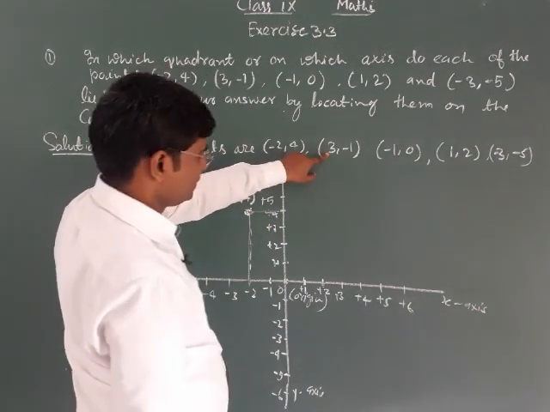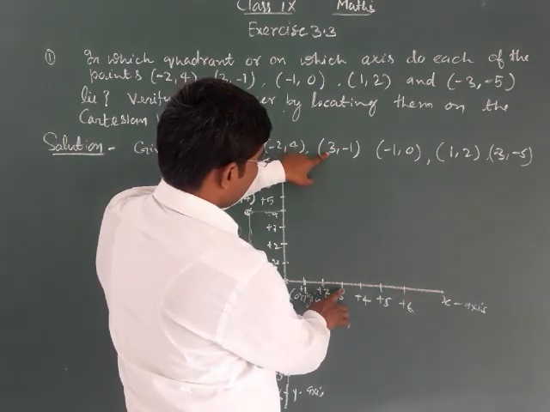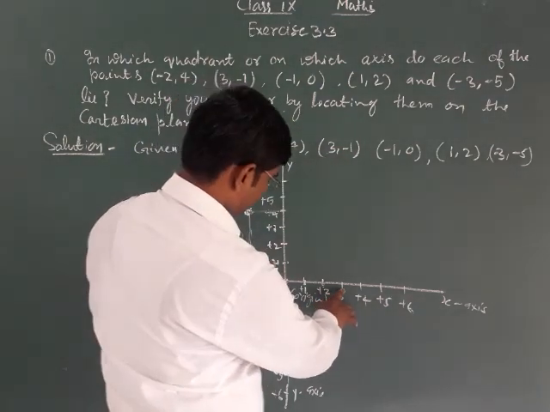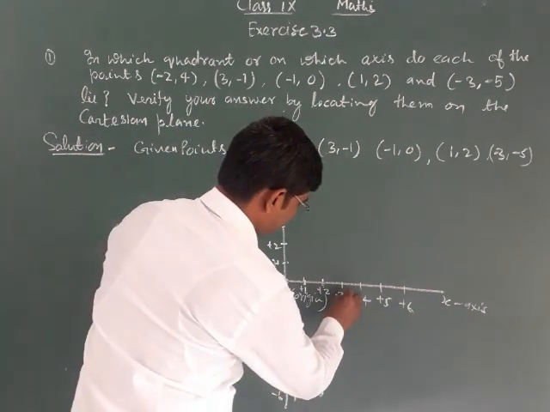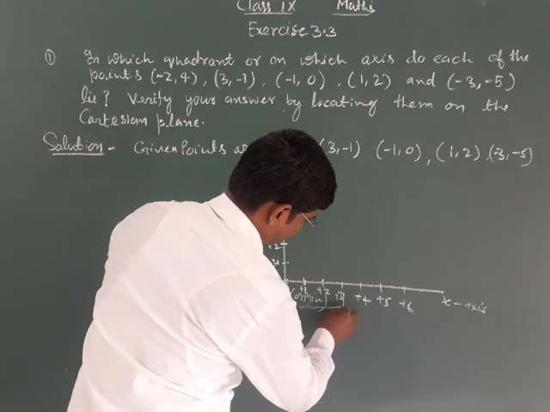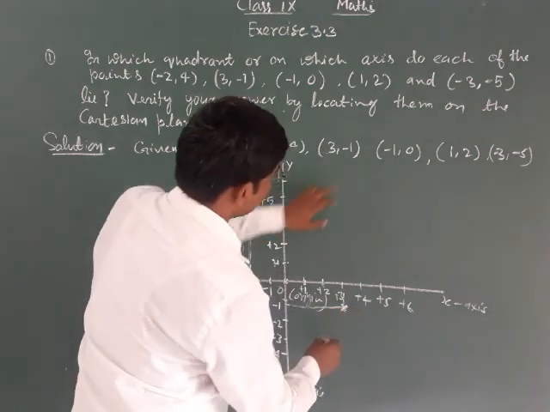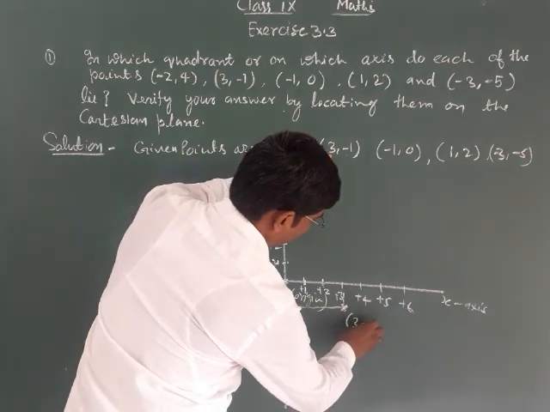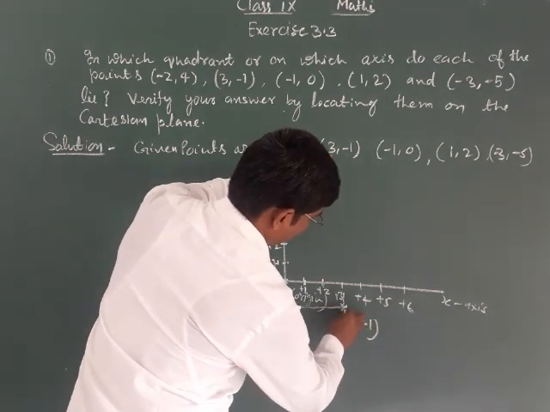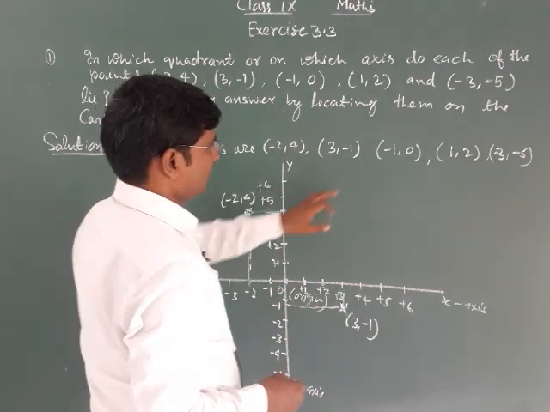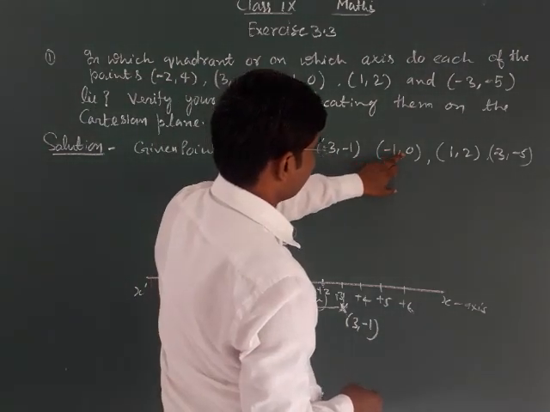Next, (3, -1): abscissa positive, this is +3, and ordinate -1, so this is down. So this is the point (3, -1), and also (-1, 0).